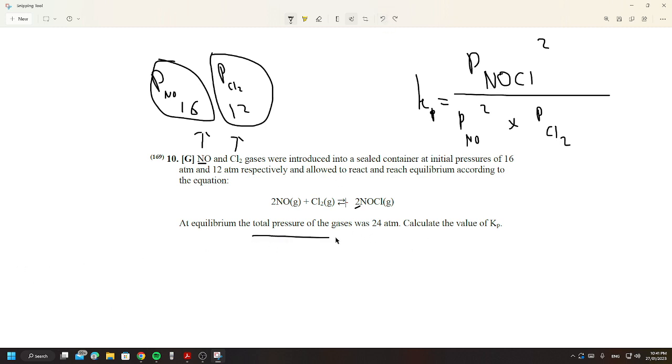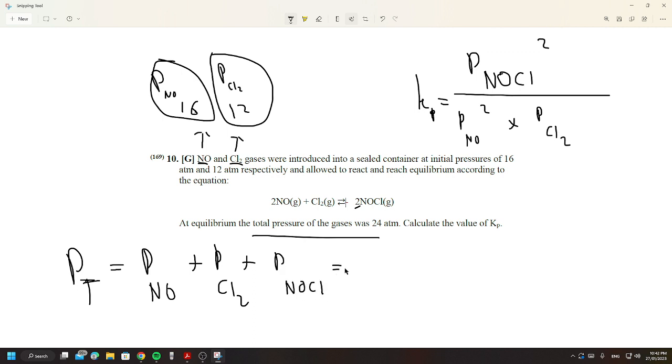But they gave us the total pressure. They gave us the pressure of NO and of Cl2. Therefore, we can find the pressure of NOCl. So P total is equal to the pressure of NO plus the pressure of Cl2 plus the pressure of NOCl. So what is P total? 24, which is equal to, what's the pressure of NO? 16, plus, what is the pressure of Cl2? 12, plus X. So for X, 16 plus 12, so 28. What?